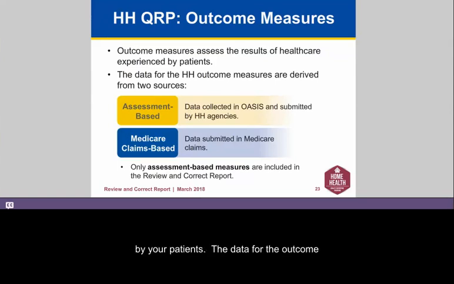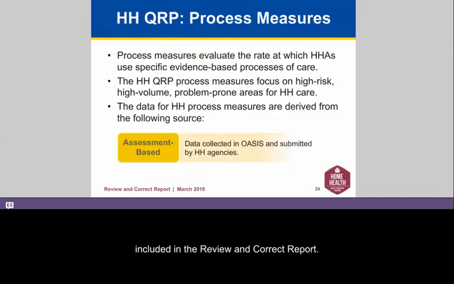The data for the outcome measures information is derived from your OASIS assessment information, the data that you collected and submitted. It also includes some Medicare claim-based information. Only the assessment-based measures are included in the Review and Correct report.